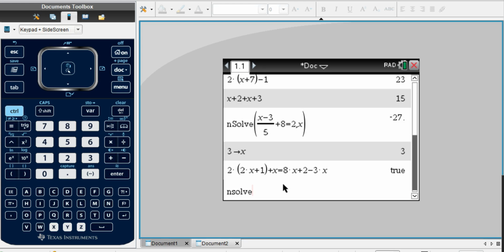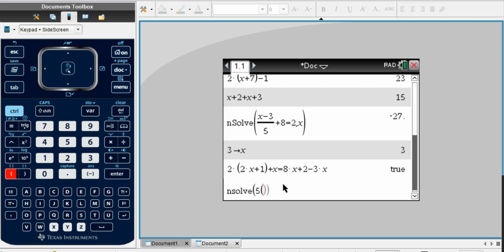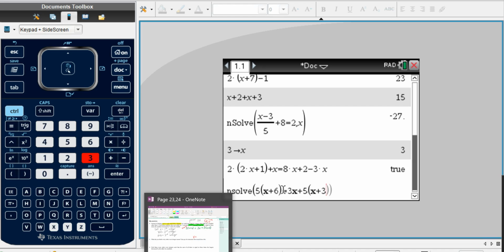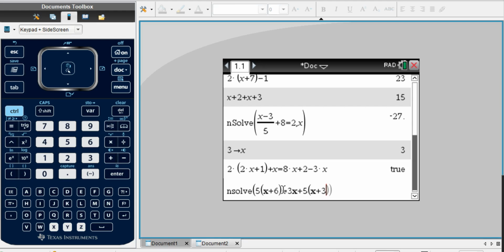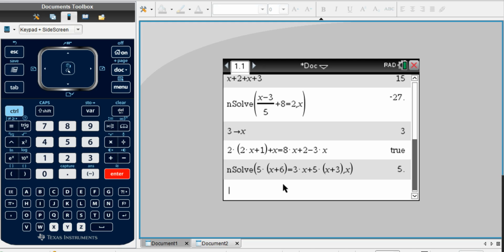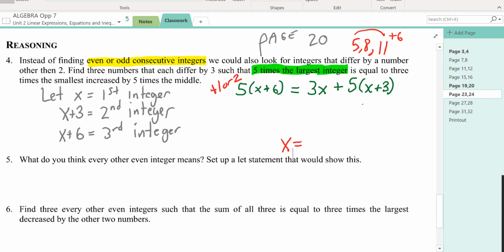Which I do with nsolve: 5 times x plus 6 equals 3x plus, okay, 5 times x plus 3, comma x. Yeah, it's 5. That's how I get the answer. x equals 5.